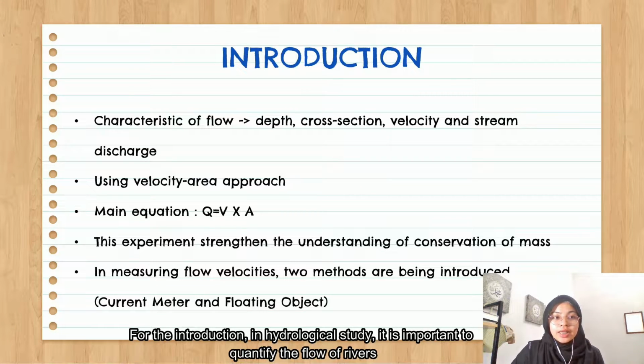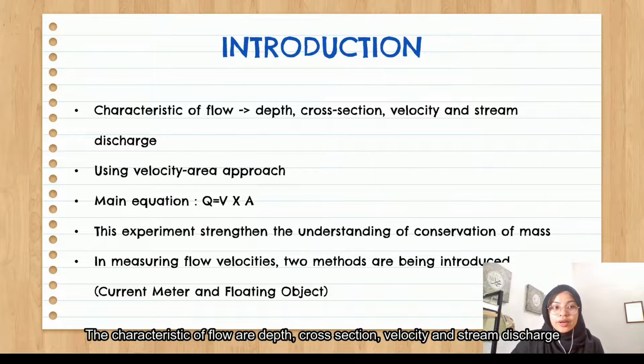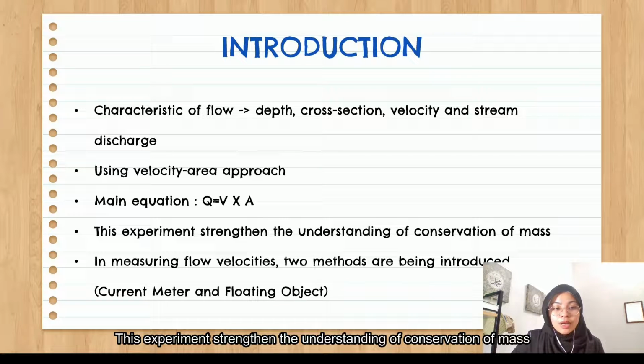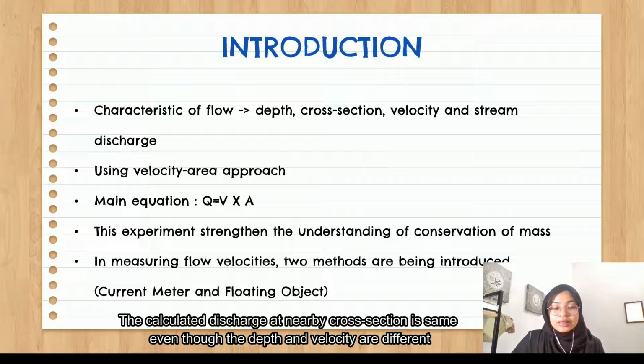For the introduction, in hydrological study, it is important to quantify the flow of rivers. The characteristics of flow are depth, cross-section, velocity, and stream discharge. The main equation in this experiment is Q equals V times A, where Q is the stream discharge, V is the average velocity, and A is the cross-sectional area of the stream. This experiment also strengthens the understanding of conservation of mass, where the calculated discharge at nearby cross-sections is the same, even though depth and velocity are different.